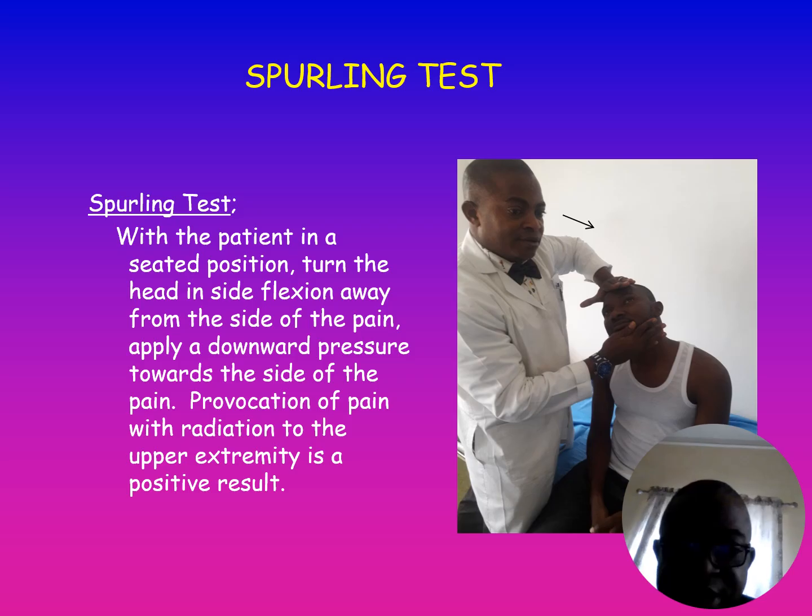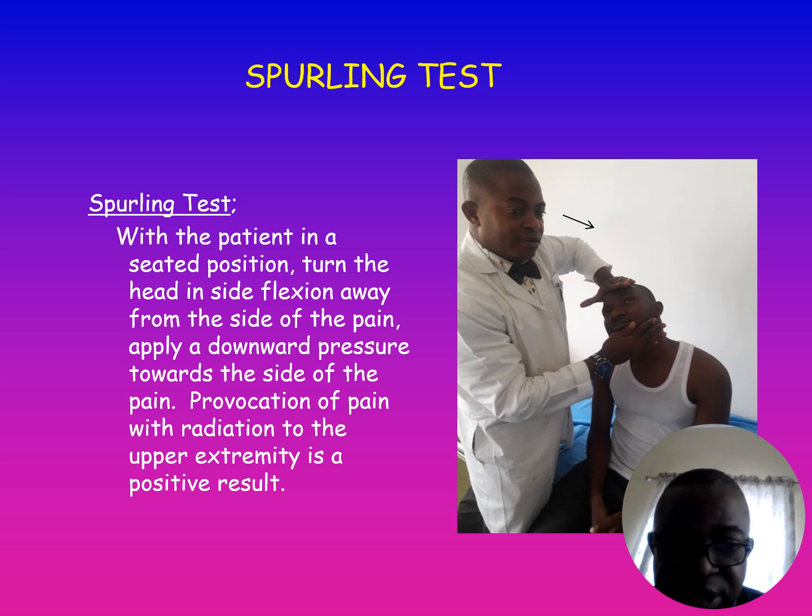So in the Spurling test, the patient might be having pain radiating to the left upper extremity, so the therapist will bend the neck to the right. He will use his proximal hand to apply pressure on the vertex of the skull and push the pressure down the cervical vertebrae of the patient. And if the test is positive, the patient will report pain in the neck radiating down the arm, or impairment of sensation radiating down the arm, or any of his clinical features radiating down the arm.